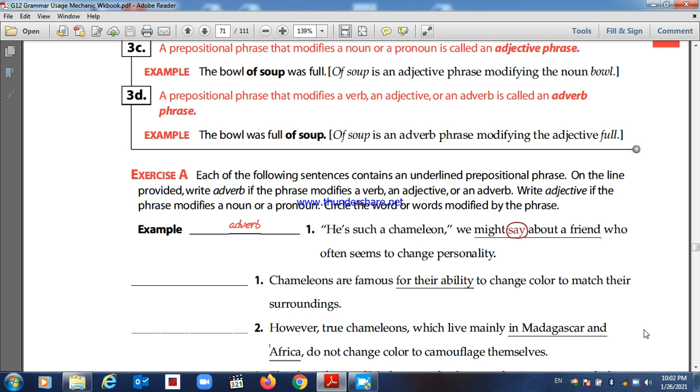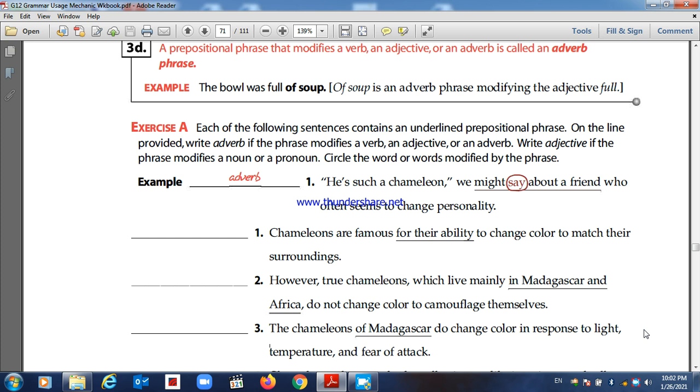Number 2. However, true chameleons, which live mainly in Madagascar and Africa, do not change color to camouflage themselves. Then I have here the underlined words, the prepositional phrase in Madagascar and Africa. This prepositional phrase modifies the verb live, because where do they live? In Madagascar and Africa. So if I'm modifying a verb, then this is an adverbial prepositional phrase.